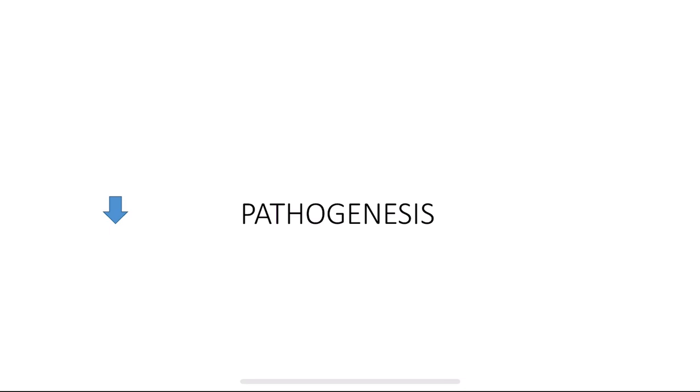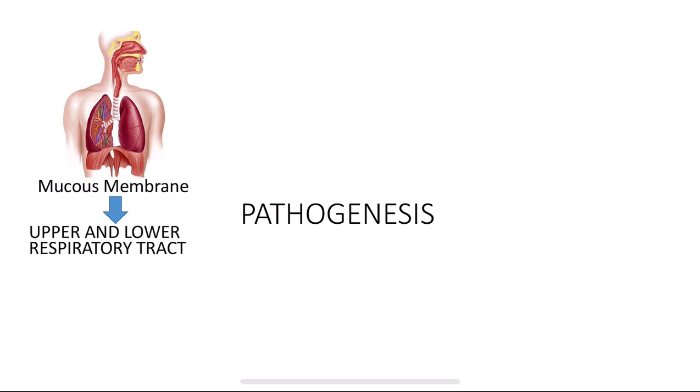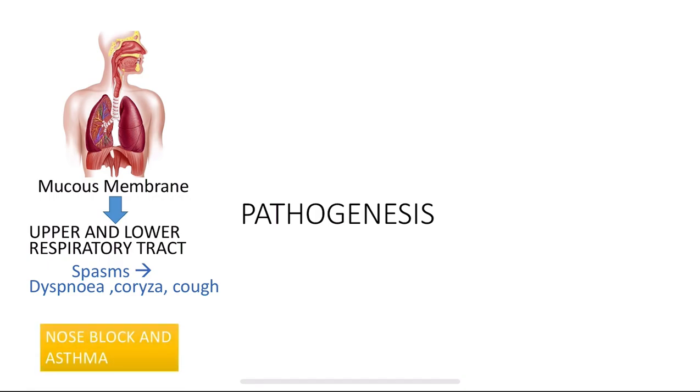Let's move on to the pathogenesis of this drug. So we know it is a chilly patient, and now we see the pathogenesis. Sambucus acts on the mucous membrane of the respiratory tract, both the upper as well as the lower respiratory tract. Acting on the respiratory tract, Sambucus produces spasms, which result in dyspnea. There is coryza and cough. The nose is blocked and asthma is observed.